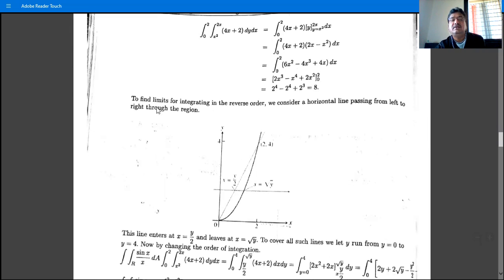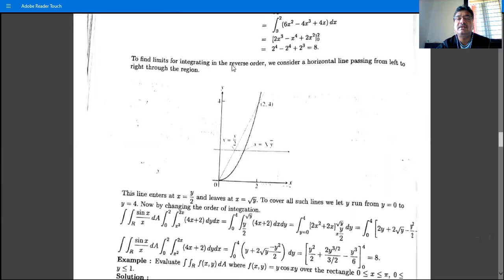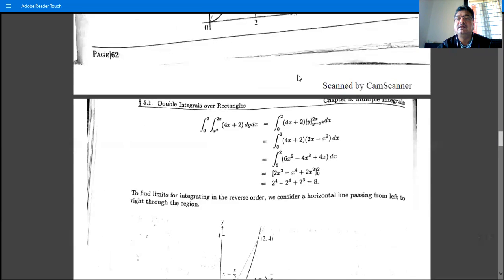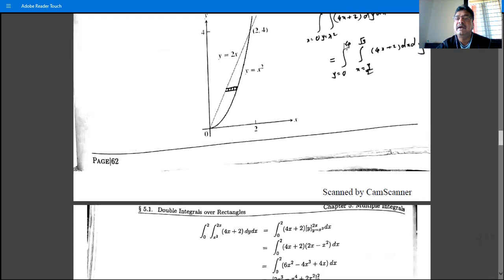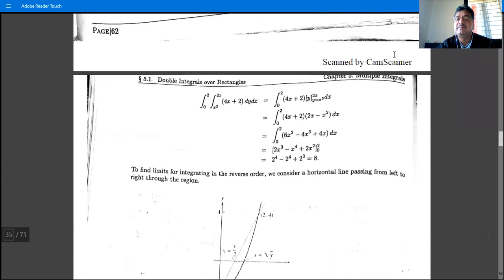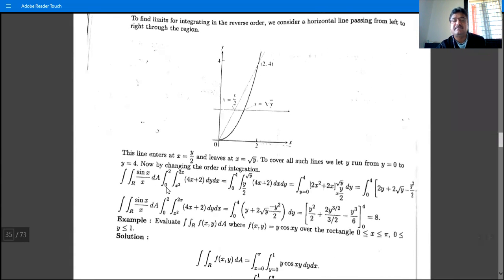To find the limits of integration in the reverse order, we find the integration in this manner, that is with respect to x first. So x from y by 2 to root y, y from 0 to 4. Integration with respect to x first, we have integration of 4x is 2x square, plus integration of 2 is 2x, from y by 2 to root y, value at upper limit minus value at lower limit.